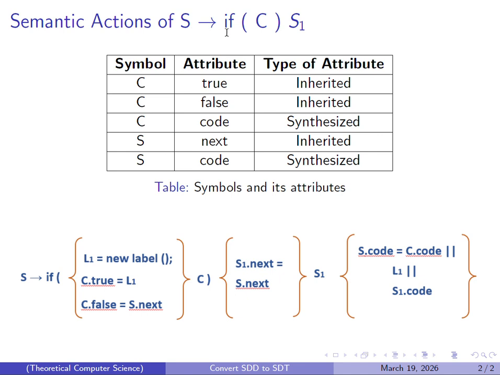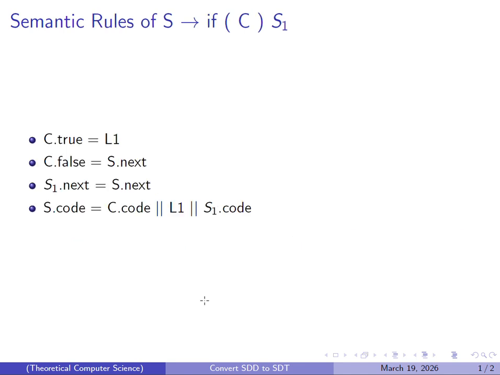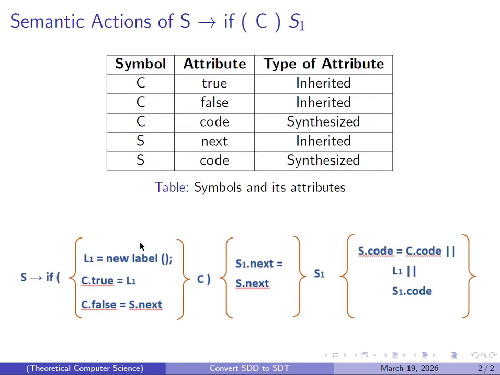So this is my semantic production rule. So S is of the form if open bracket C close bracket and S1. First you're going to write it down like this: S if open bracket C close bracket S1. Now when you're writing the semantic actions, you're going to take the rules which are given here. You're going to take these four rules and you're going to plug them in a particular place.